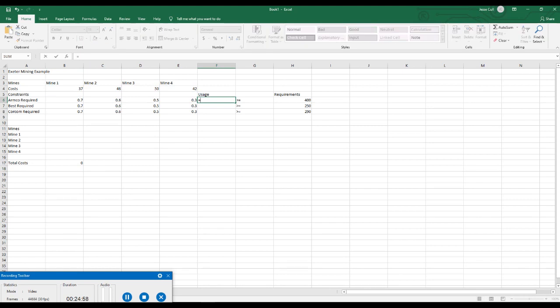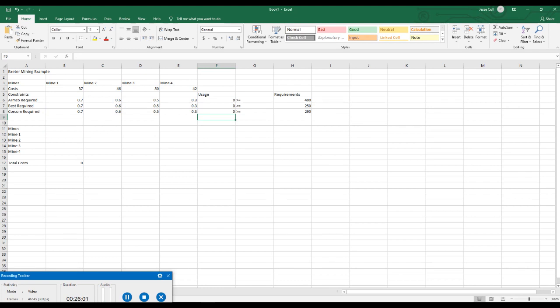One more time, we enter 0.7 times the amount of time we mine 1 plus 0.6 times the amount of time we mine 2 plus 0.5 times the amount of time we mine 3 plus 0.3 times the amount of time we mine 4. We repeat that again: 0.7 times mine 1, 0.6 times mine 2, plus 0.5 times mine 3, plus 0.3 times mine 4. And the last and final time, 0.7 times mine 1, plus 0.6 times mine 2, plus 0.5 times mine 3, plus 0.3 times mine 4. Enter. So all our relevant formulas have been entered.